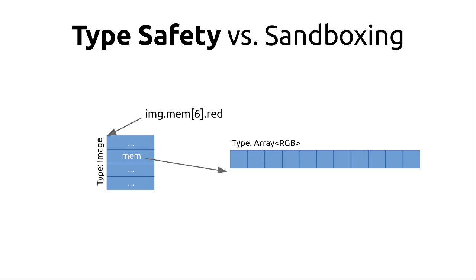So here we have a very simple data structure, which is a struct or an object that has a pointer to an array. This might be an image structure that has a pointer out to the data for that image. And you can see we might have code where we get the image, we look up the data, the array within it, look at the 6th item, and see what the red value is in it.